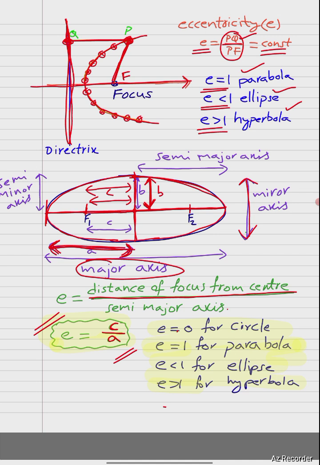Now coming back to these values: if E equals 0, it is a circle. If E equals 1, it is a parabola. If E is less than 1, it is an ellipse. If E is greater than 1, it is a hyperbola.